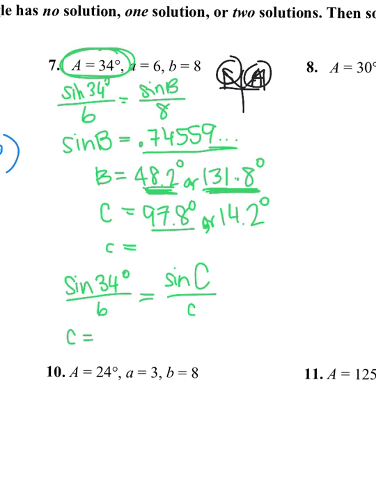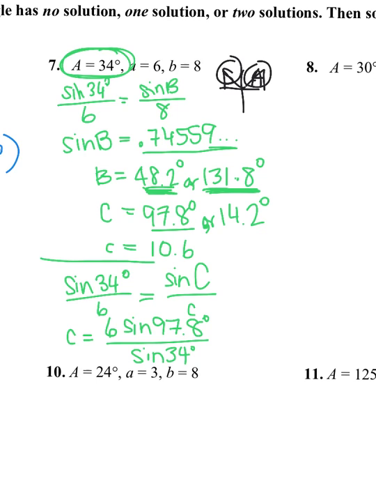you can do this all on your calculator, by the way. I'll just show you the work that I'm doing in my head. So then I have C is equal to 6 times sine of 97.8 degrees divided by sine of 34 degrees. And that gets me side length of 10.6. Okay.